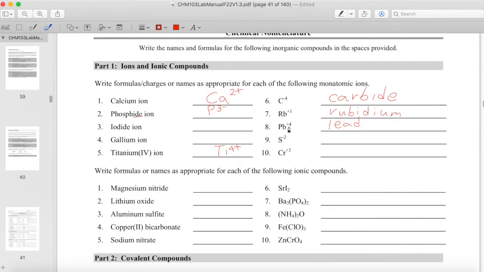Anyway, lead, being a p-block metal, should have a Roman numeral showing what charge it is, because there are multiple kinds of lead ions out there. Here we have lead with a +4 charge, but it's possible to have lead with a +2 charge, for example. So to show that we're specifically talking about lead with a +4 charge, we need to put the Roman numeral 4 over here.